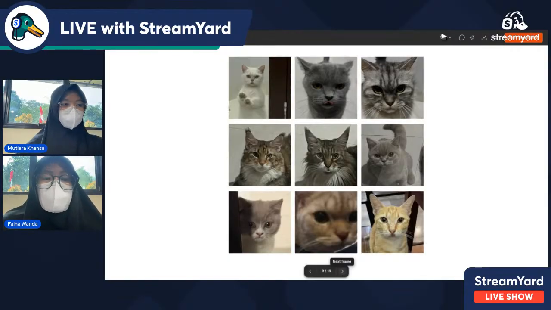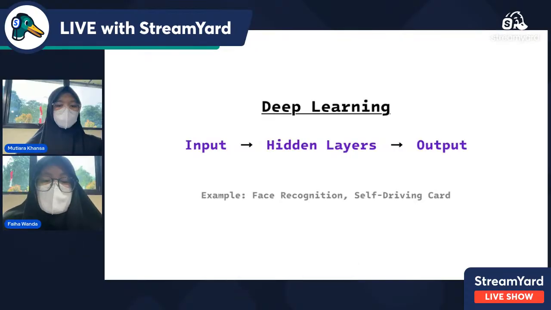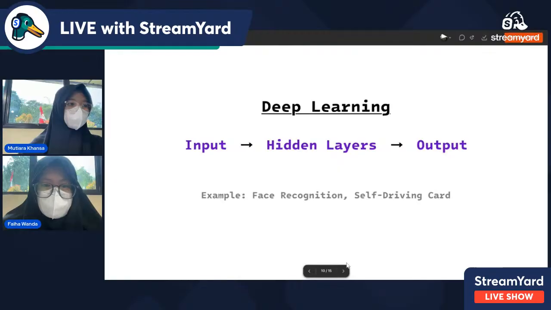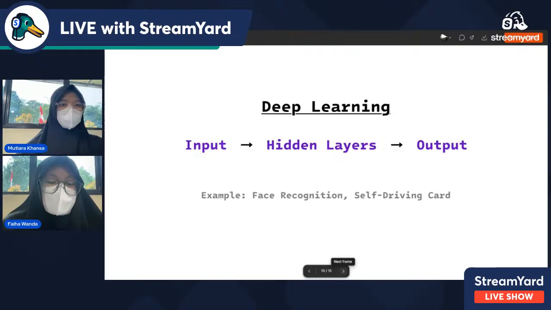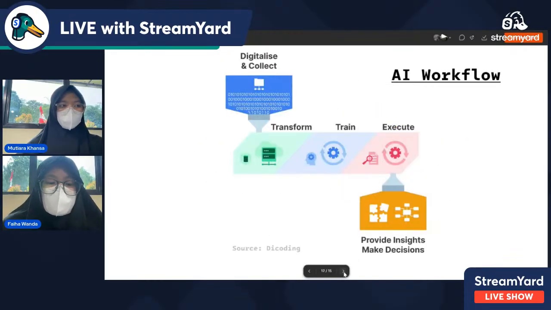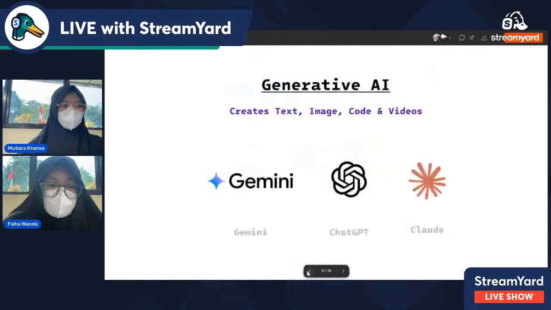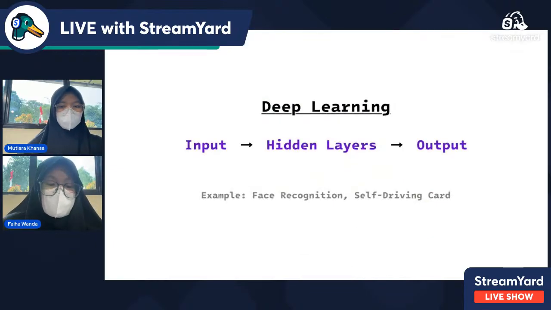Okay, move to deep learning. Deep learning is a part of machine learning that is based on artificial neural networks. It is more complex than traditional machine learning because the learning process consists of several layers, including the input layer, hidden layer, and output layer. These multiple layers help the computer learn more complex patterns and solve more difficult problems. That's why deep learning is commonly used in technology such as face recognition, self-driving cars, and medical image analysis.